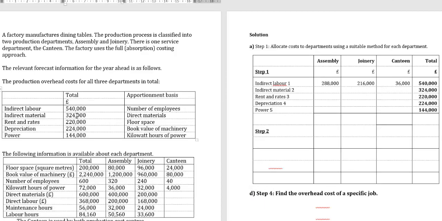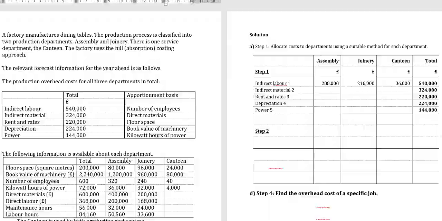Let's have a look at the indirect material. For indirect material, the apportionment basis is direct material. It's 324. This is the total cost. And direct material here in this table is 400 and 200. We don't have anything for canteen.